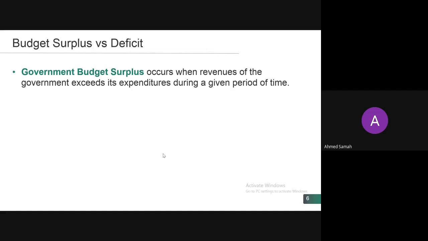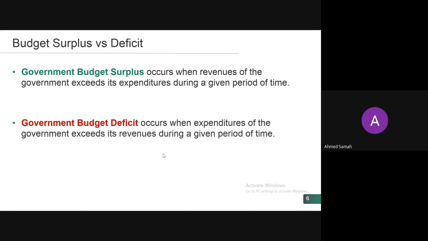Then the government budget: expenditure and taxes, known as revenues. Government budget surplus or deficit. A surplus is when the revenue of the government exceeds its expenditures during a given period of time, a fiscal year. The fiscal year is not the same as the calendar year of January to December. So within that period of time, when government revenues exceed expenditure, it is said the government budget has a surplus.